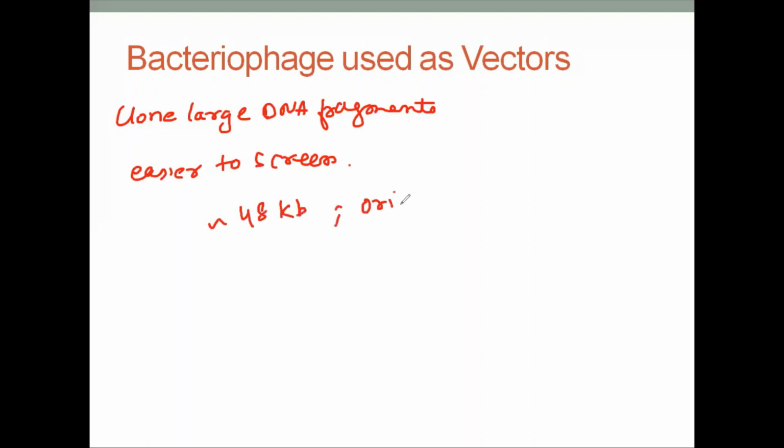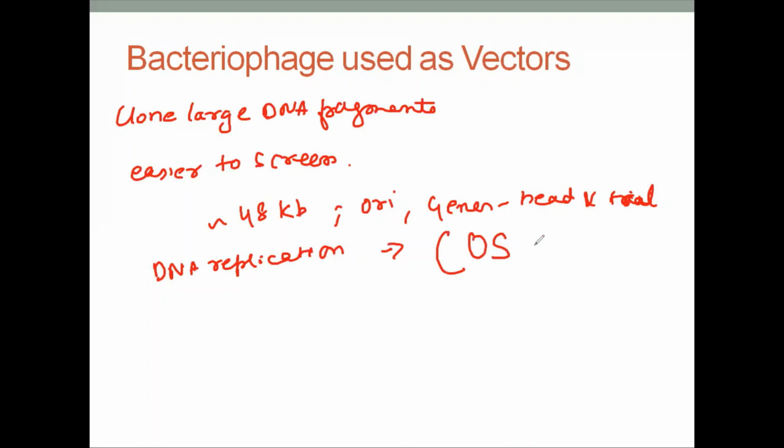Now, these bacteriophages have a genome size of nearly 48 kilobase pairs. They have their own origin of replication. They have genes for head and tail protein production, and they have enzymes for DNA replication. And they have a most important factor called the cos site. What is the cos site? This cos site is a 12 base pair cohesive end.